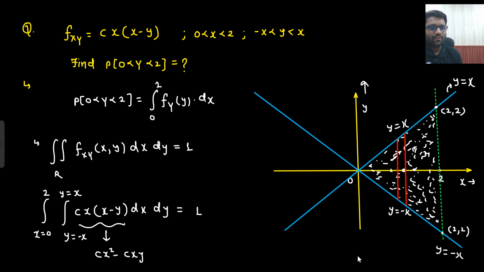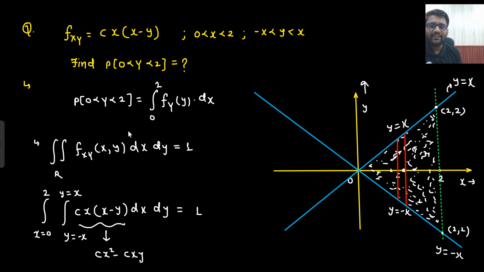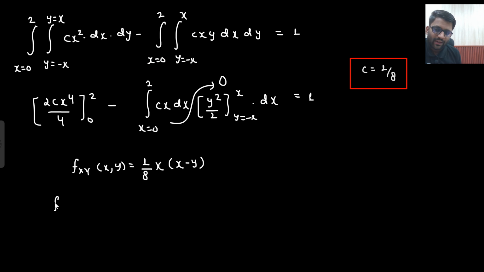Now what we need to do is find fy of y. C is 1 by 8, so my fxy is done. This was my first task. My fxy is 1 by 8 into x minus y. Next I actually need to calculate this particular thing, and here I would require fy of y. So how do I calculate fy of y?